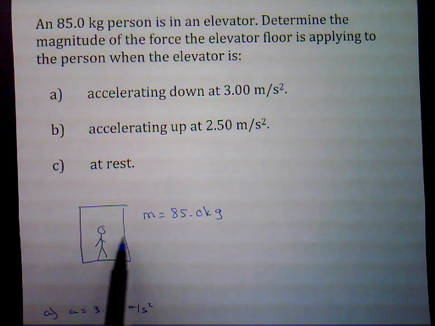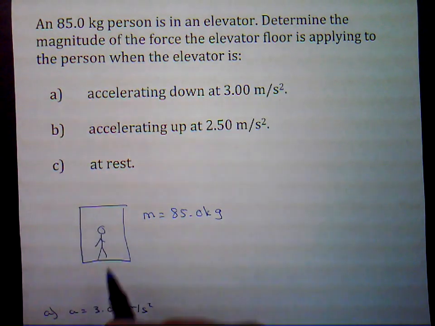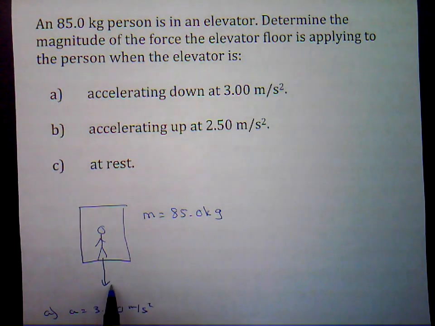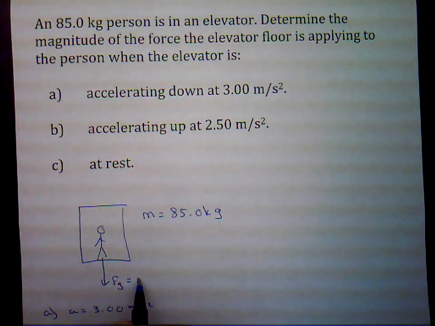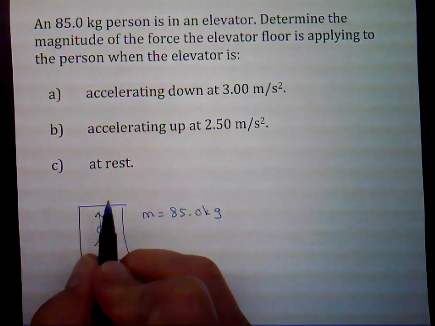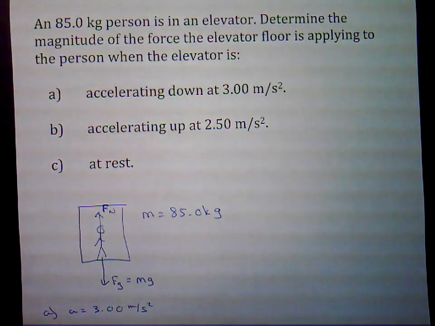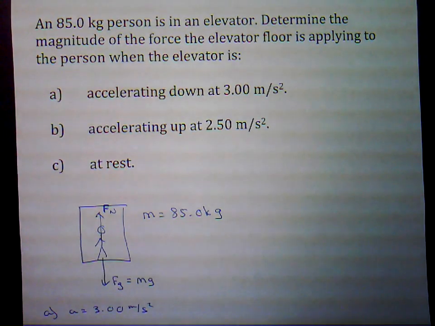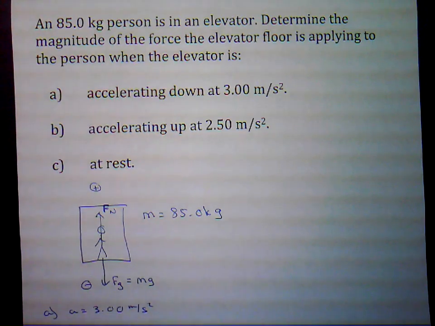We need to make sure we identify all the forces that are acting on this person. Since the elevator is moving up and down, we definitely have vertical forces. We know that there's a force of gravity down on the person, and we know force of gravity is always equal to mg. And we also know that there is a normal force due to the elevator floor pushing up on the person. So this is the normal force. Since these forces are in different directions, one direction has to be positive and one direction has to be negative. Usually we say up is positive and down is negative.